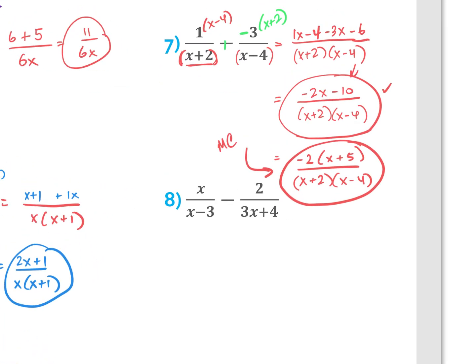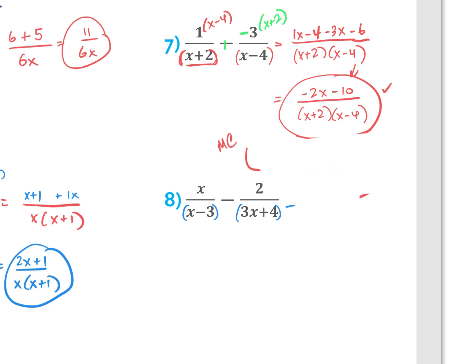Again, here we look at our denominators. We've got x minus 3 and 3x minus 4. So let me kind of erase a little bit and start here. I know that in this problem my denominator has to include x minus 3 and 3x plus 4. So I go to the first one and I multiply by what's not there. The x minus 3 is the factor we have, we're missing 3x plus 4.